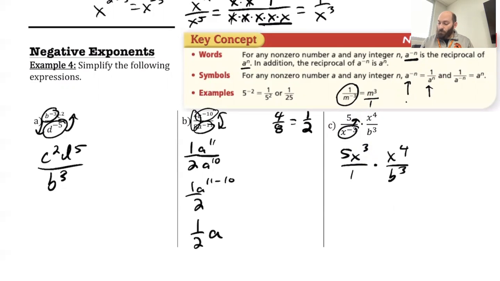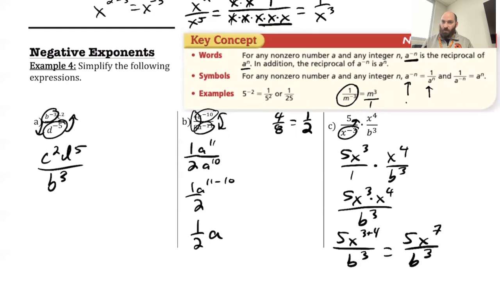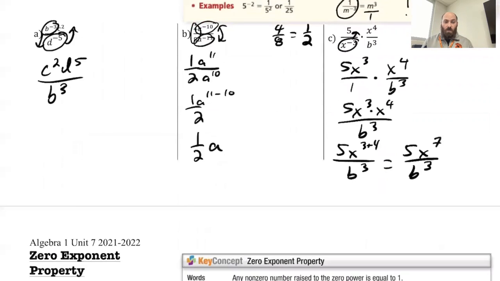Okay, from here, we can now put these together. So 5x to the third times x to the fourth over b to the third power. And now we can apply our rule, which is 5x to the 3 plus 4 all over b to the third power, which is 5x to the 7th over b to the third. All right. That's it for negative exponents.